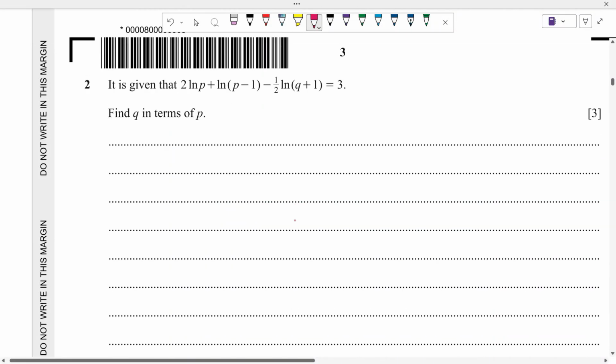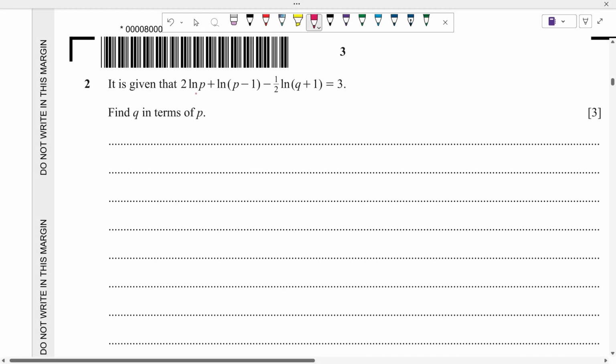Now let's move to question number 2. It is given that 2 ln p plus ln(p minus 1) minus 1/2 ln(q plus 1) is equal to 3. Find q in terms of p.